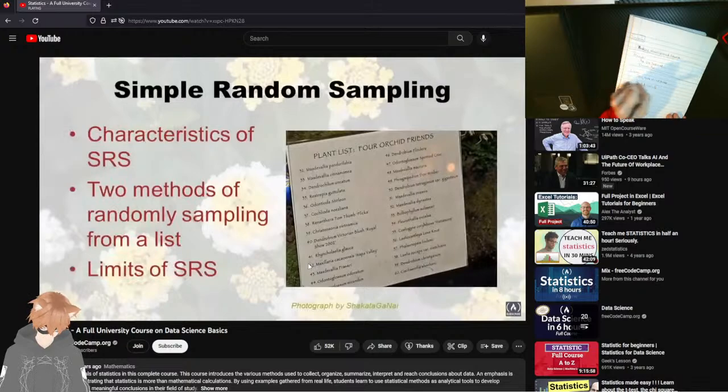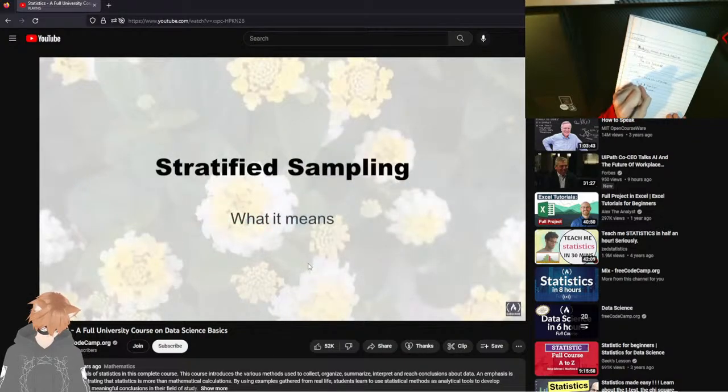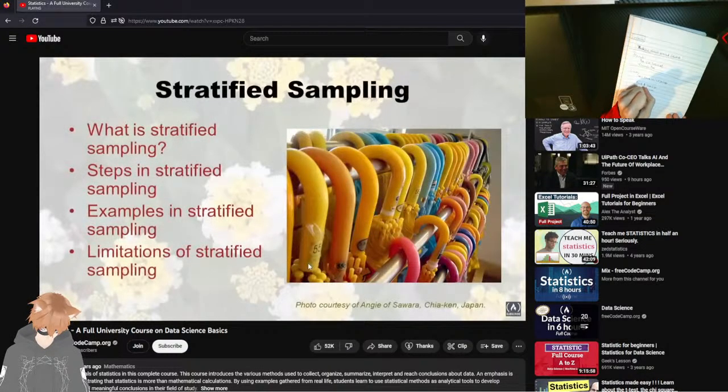So I just went over the characteristics of simple random sampling and two different methods you can use to sample from a list. And I also mentioned the limits of it. Now we'll talk about a different kind of sampling, stratified sampling. We're going to go over what it is, and then just like simple random sampling had all these steps to it, there are different steps in stratified sampling. I'll give you some examples, and then of course, just like simple random sampling, stratified sampling has limitations, and I'll talk about those.